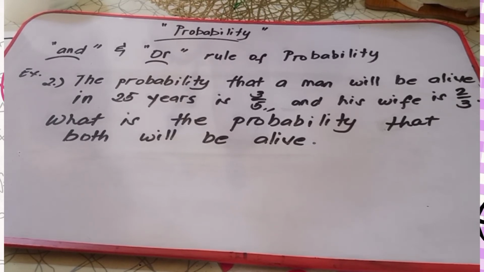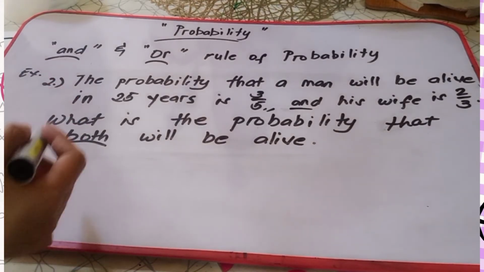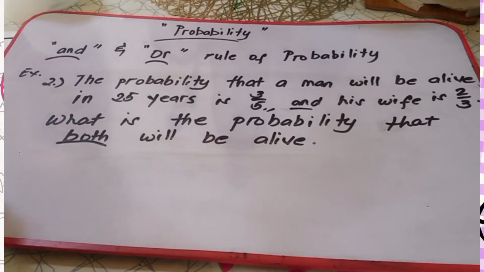Okay, so dito na ulit tayo sa exciting part, yung mga sample na question na pwede nating ma-encounter sa LET. So let's have the example number 2. The probability that a man will be alive in 25 years is 3/5 and his wife is 2/3. What is the probability that both will be alive? So in this example, meron tayong word na both. And meron din tayong word na and. So, kapag inanalyze natin, this is non-mutually exclusive event, or ang hinahanap dito is yung pwedeng mangyari at the same time. So, both will be alive.